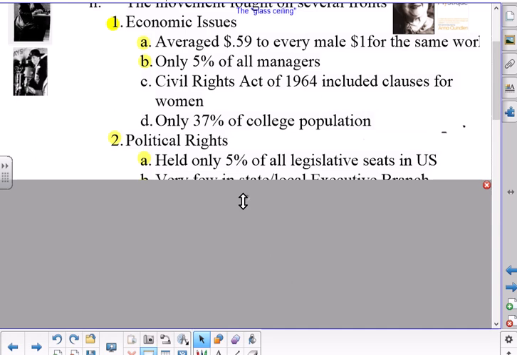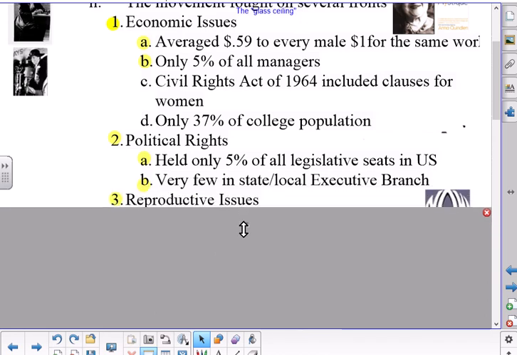In other words, our Congress people, our senators, our members of the House, only 5% were women. Again, you'd think it would be roughly 50%. Very few women were in local, state, or national executive positions. There just weren't that many female mayors. There are more today than there used to be, but still not tons. There are not that many female governors. Again, more today than there used to be. And we have not yet had a female president.